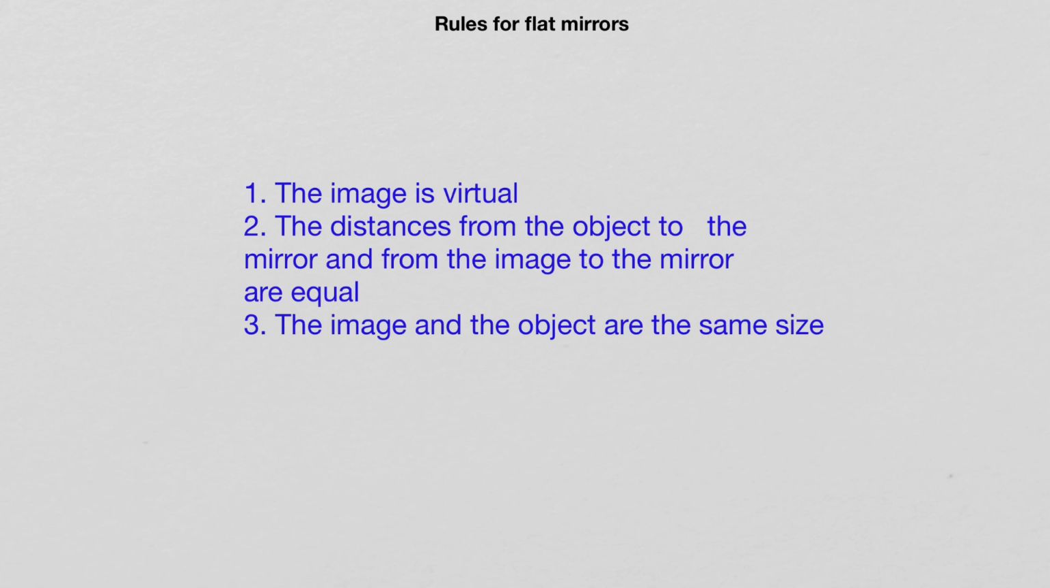So let's summarize the rules for a flat mirror. Number 1, the image created by a flat mirror is virtual. So again, it physically cannot exist behind the mirror, but it appears as if the image is behind the mirror. Number 2, the distances from the object to the mirror and from the image to the mirror are equal. And number 3, the image and the object are the same size.